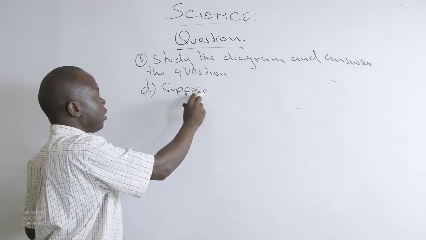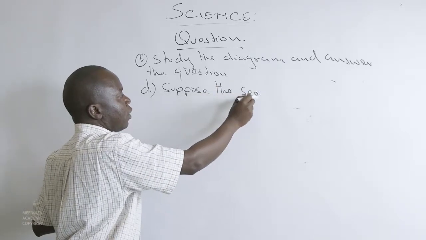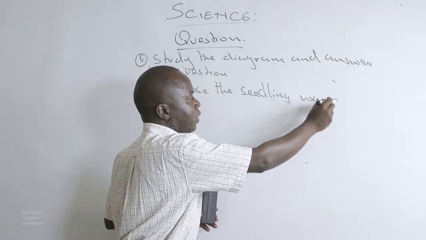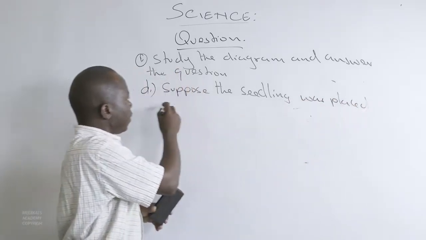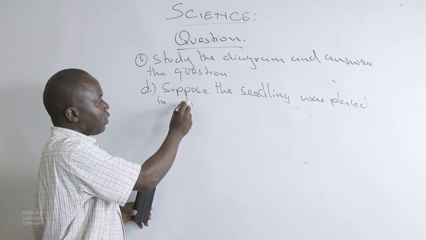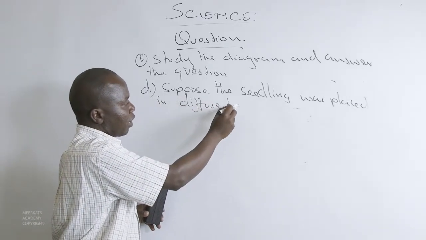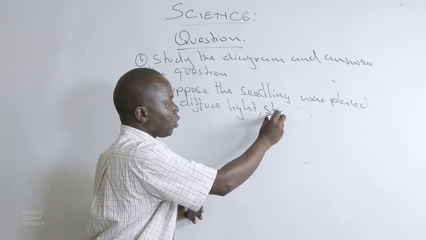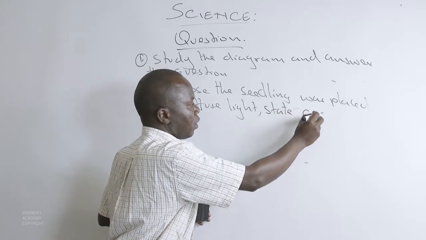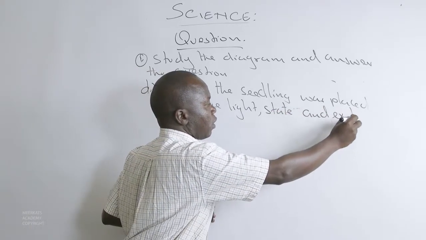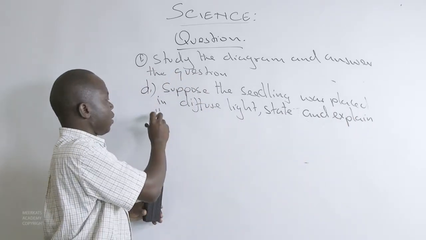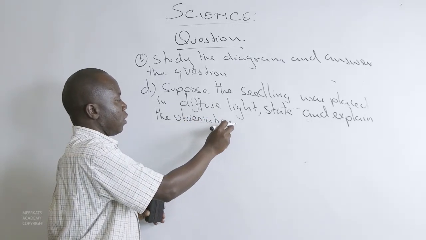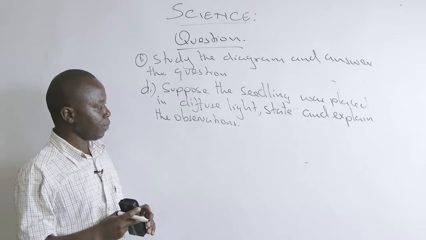Part D. Suppose the seedling was placed in diffuse light. State and explain the observation that will be made.